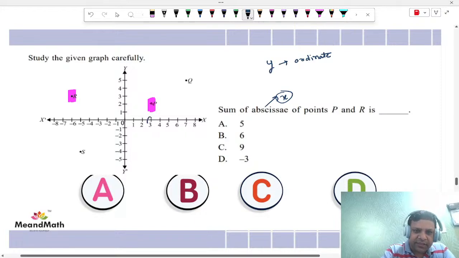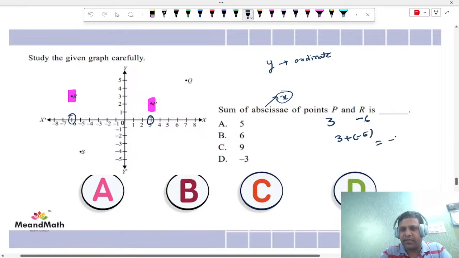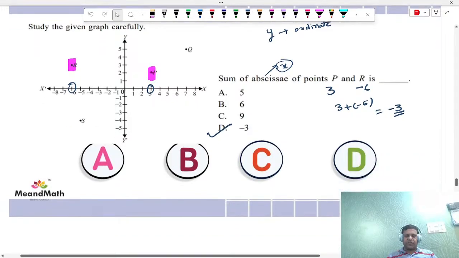So the x coordinate here is 3 and the x coordinate here is -6. So 3 plus negative of 6 is equal to negative of 3. So in this question, answer is negative of 3. Okay. Now let's move to the next question.